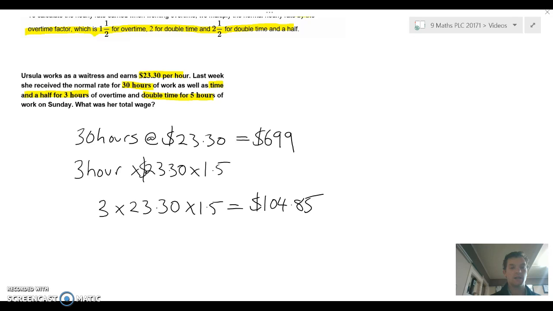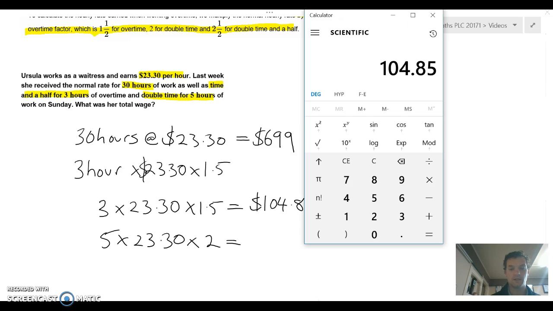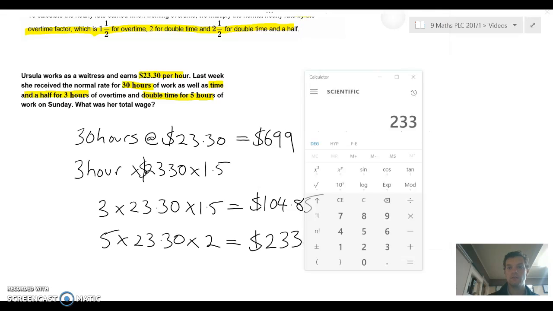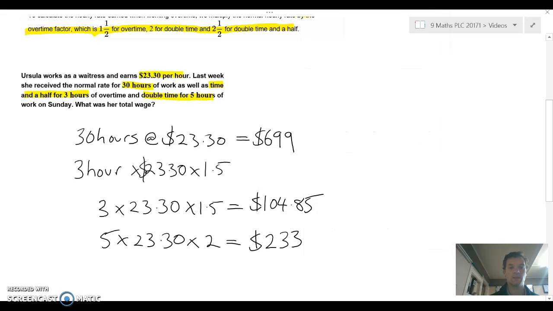We've also now got to calculate the double time that she's worked on the Sunday. So we've got 5 hours at $23.30, and this time it's double time, so it's times by 2. Again, we can pop that into the calculator: 5 by 23.3 by 2. That's $233.30, I think that was right, was it? Yes. Okay, so now we can see that this is her normal rate of pay for her 30 hours.